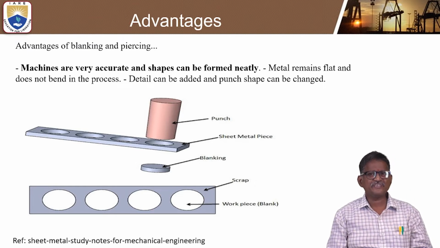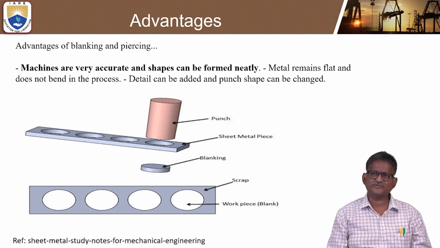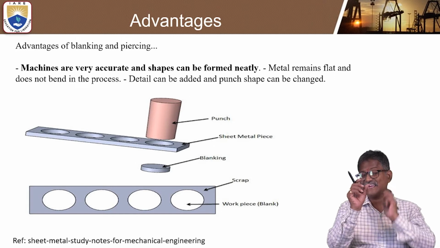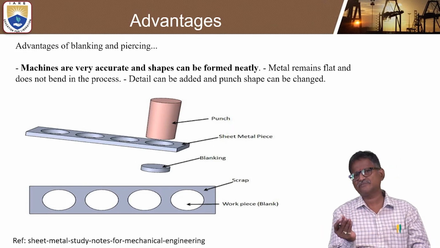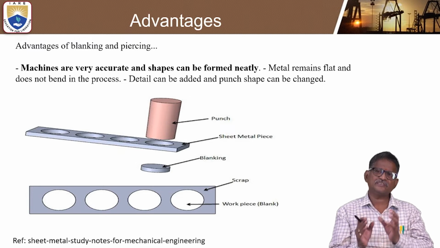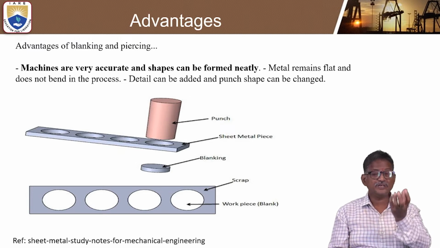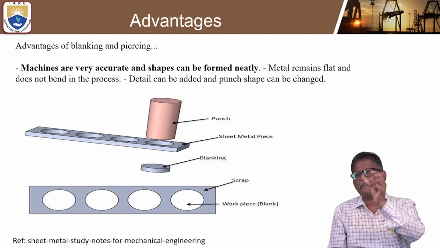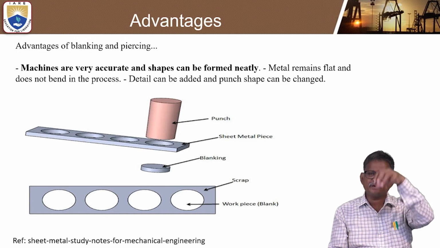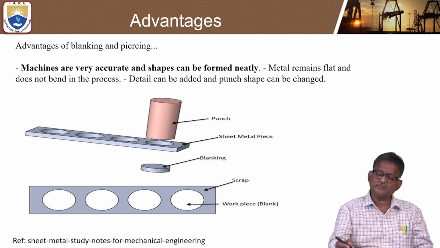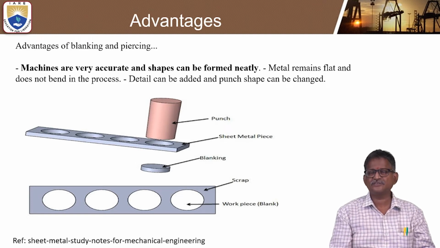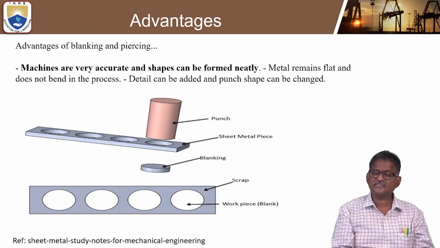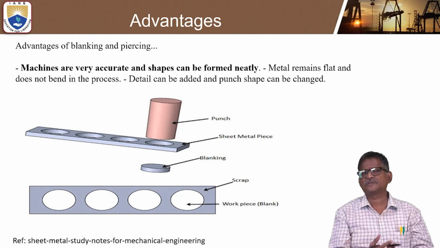The machines are very accurate and the shapes can be formed neatly. So when you want an exact dimension, for example 10 mm diameter, 15 mm diameter or 30 mm, whatever diameter is required, you can prepare a punch based on it. Whenever you apply that punch, the punch size is less than the die size. Then only the punch will enter through that die, and then only the required shape can be formed.